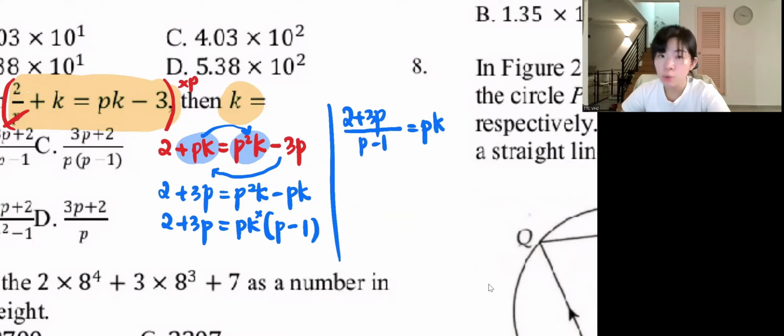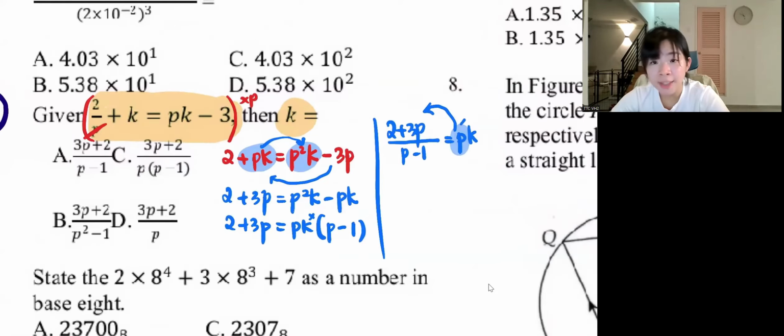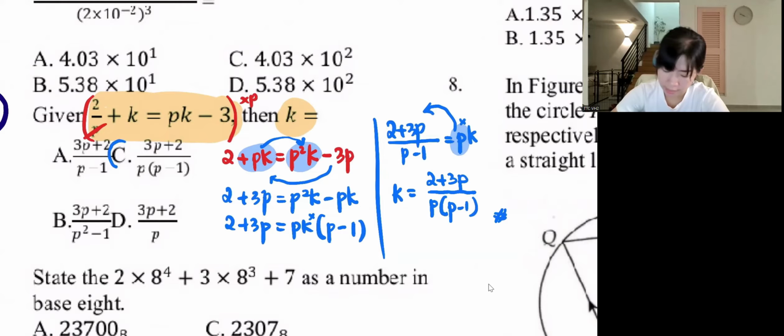We want k, don't want p. So meaning this p at the end we need to bring over. From times, p and k is times. Bring to the other side become divide. Divide means you have to put it at the bottom. The p you must put it at the bottom. So last k equal 2 plus 3p over p minus 1. This is the answer. So the answer is C.